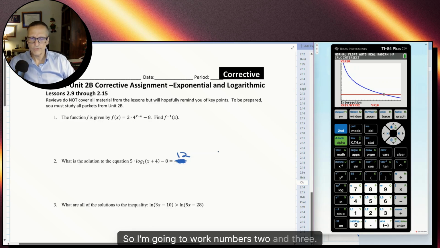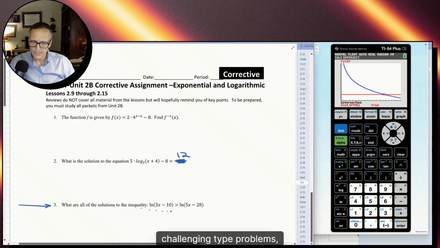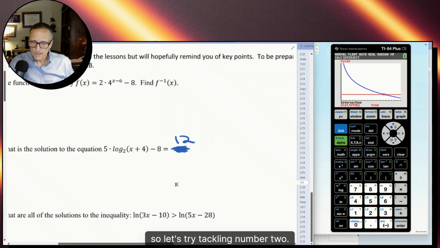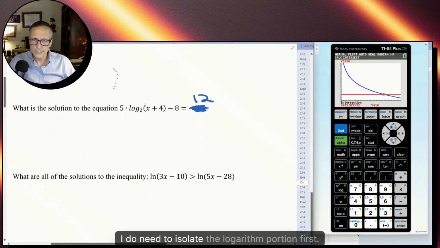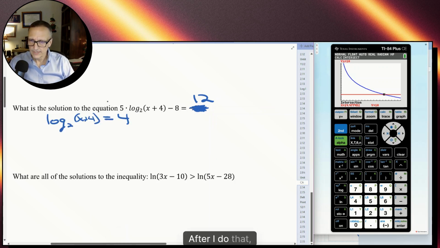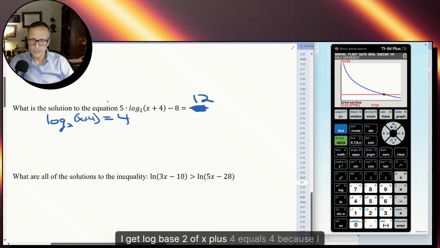So I'm going to work numbers 2 and 3. I would say that this is maybe one of the more challenging type problems, like I said before, inequalities with logarithms. All right, so let's try tackling number 2. If I'm going to solve a log equation, I do need to isolate the logarithm portion first. So I'm going to add 8 and then divide by 5. And after I do that, I get log base 2 of x plus 4 equals 4.